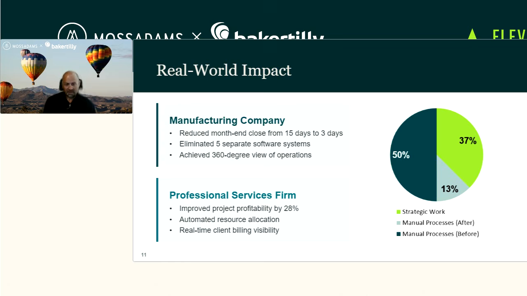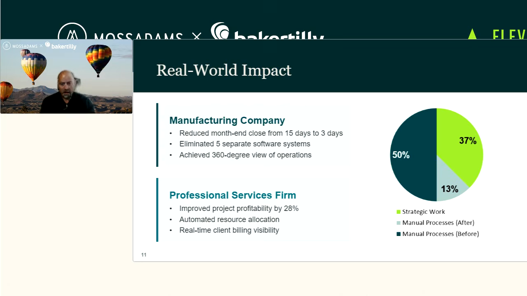Another example is a professional services firm, and this is another area that we haven't touched on as much, but NetSuite does have a full project management suite, full PSA, that can really help improve project profitability. And the nice thing, because it's all on one platform, is that all the project management data around financials and resourcing and timelines and project plans is all in the same system. And they were able to improve their project profitability by about 28%. It really was due to being able to automate things like resource allocation, being able to see real-time client billing visibility, whether that be milestone billing, percent complete billing, or charge-based billing. We have all kinds of capabilities around that.